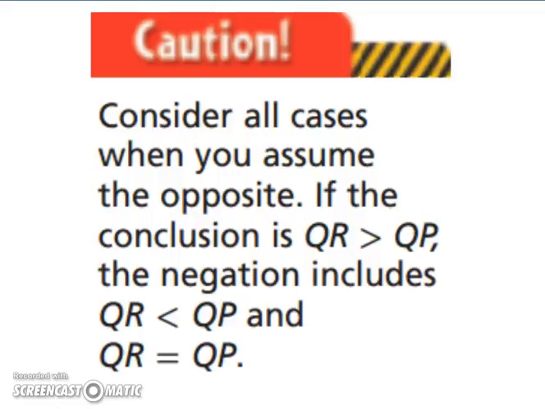Consider all cases when you assume the opposite. So when you're trying to use a proof by contradiction, or an indirect proof, you want to make sure you're dealing with all of the cases, because otherwise you're leaving a piece of information out. So for example, if the conclusion is QR is greater than QP, the negation, the opposite of this, is not just that QR is smaller than QP. It's also that QR is equal to QP. You need to have both of those in your proof. So let's try an example of this indirect proof.